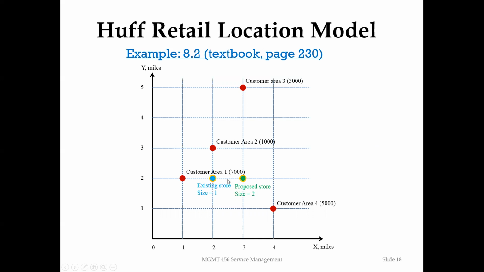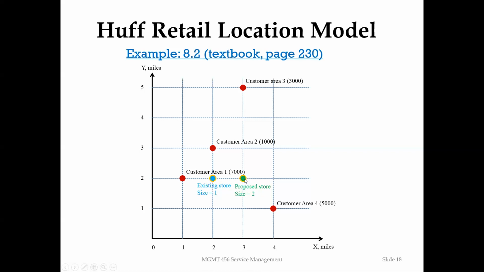Now look at the middle 2 dots. The blue one is the location of the current store, or what we call the existing store. So right now we have only 1 store, so this is the only option. For everybody who lives in these 4 different areas, currently there's only 1 retail store, which is the existing store. The store size is 1. It's pretty small. So now there's no other option, and store 1 captures 100% market share currently.